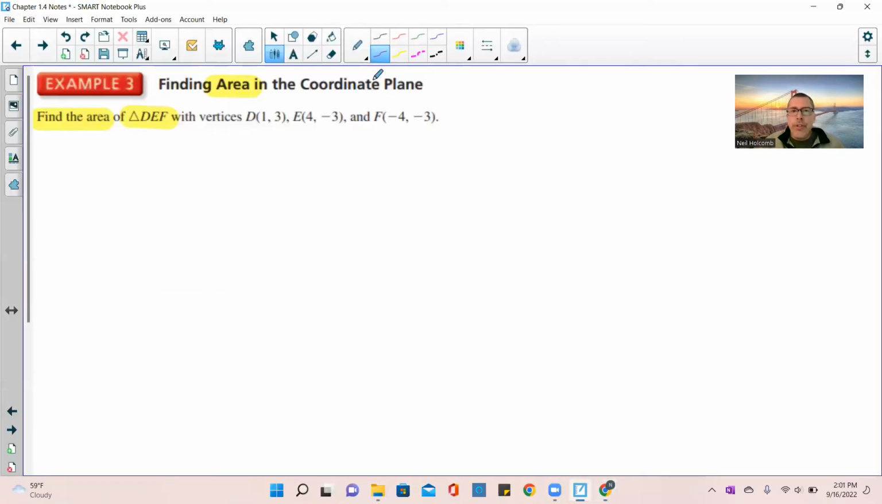So here's how we're going to find the area of a triangle. The first thing we do is write a formula. The area of a triangle equals 1/2 the base times the height. So I need to know what my base is. I need to know what my height is, and I can find the area. So I already know what my base is.